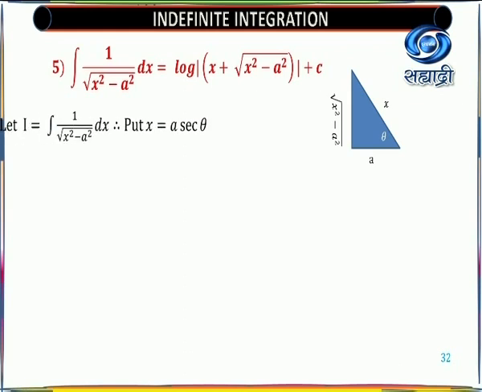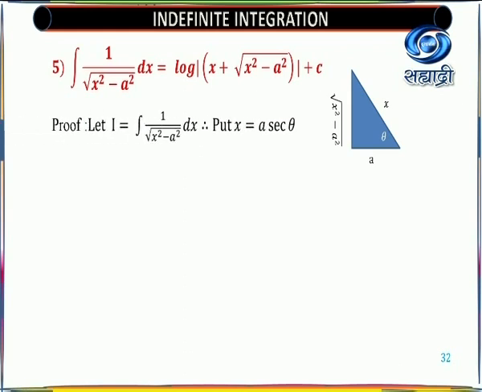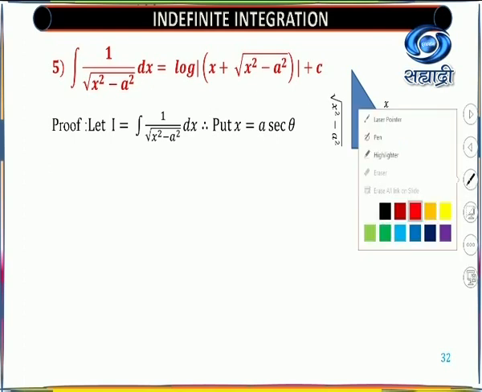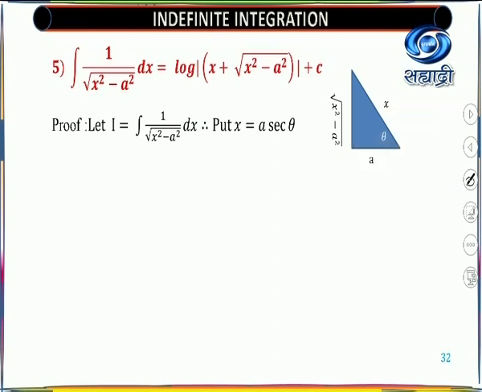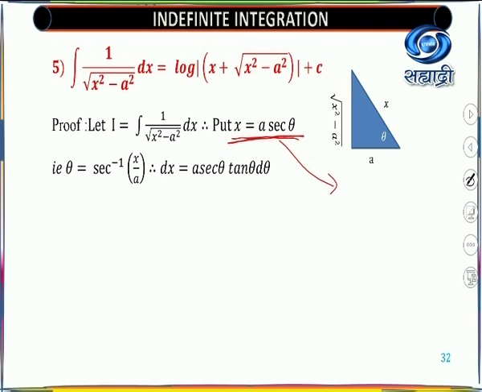Okay, now we'll start with our integration. Our substitution is x equal to a sec theta. So now we need to simplify. Our simplification says that theta equal to sec inverse x by a, and differentiation gives you dx equal to a sec theta tan theta d theta. From x equal to a sec theta, sec theta is x upon a.